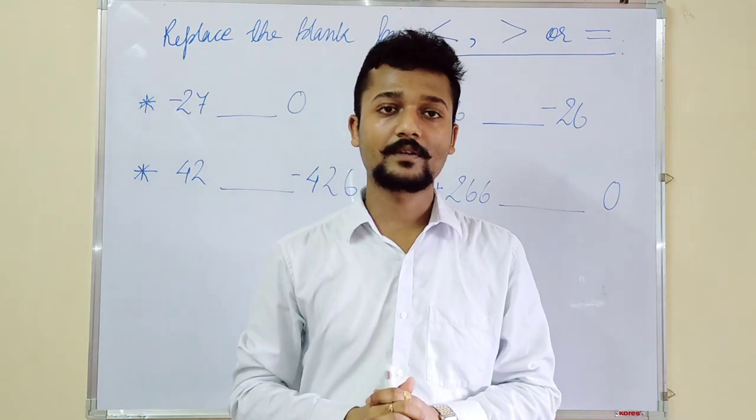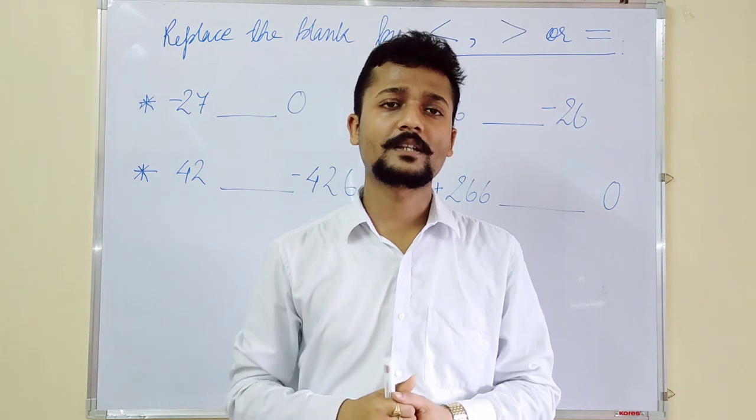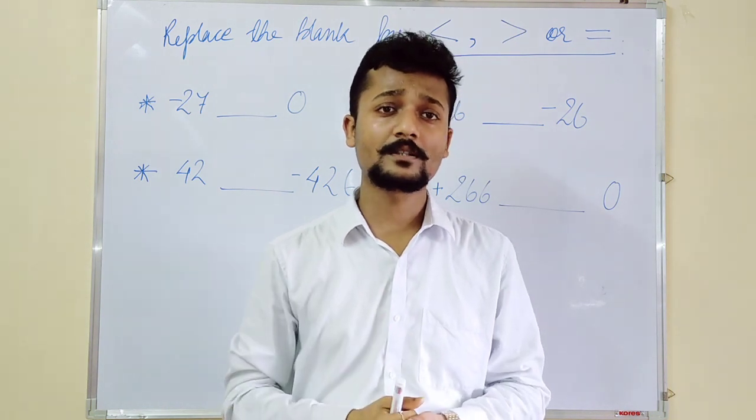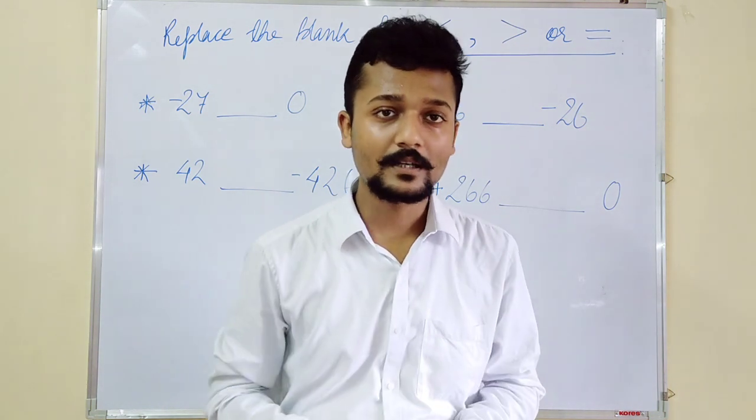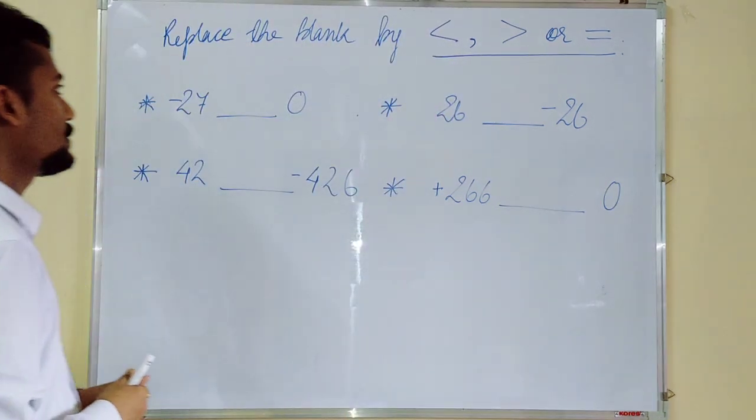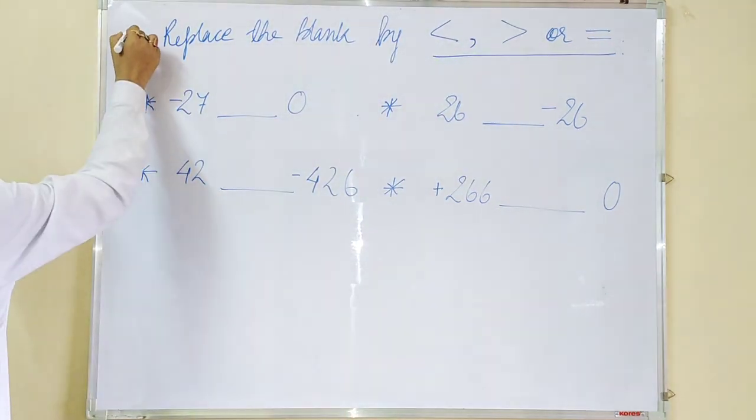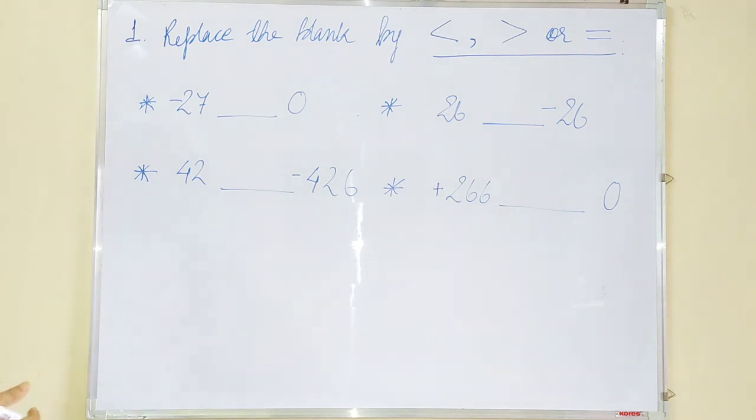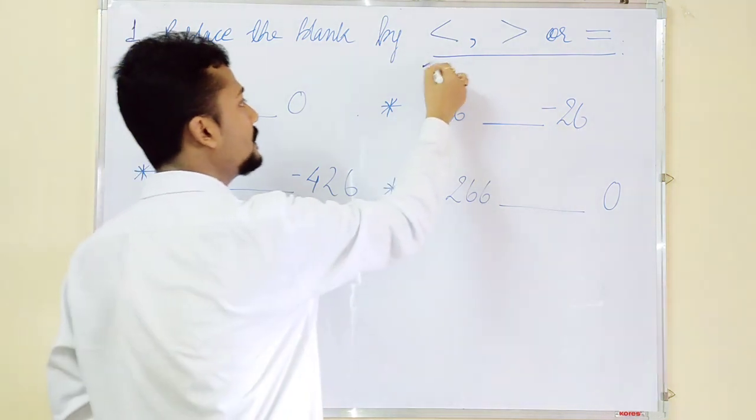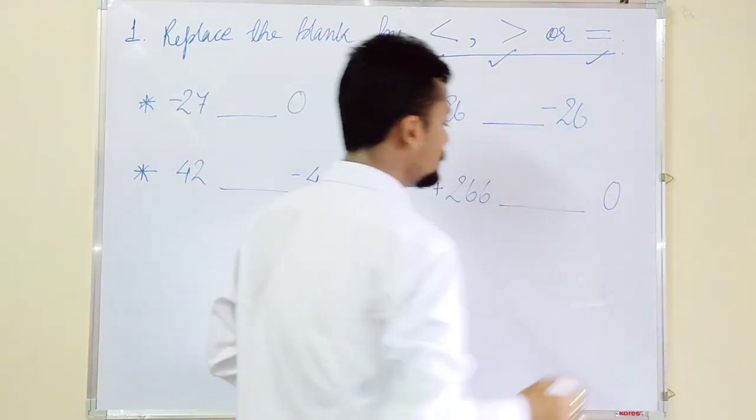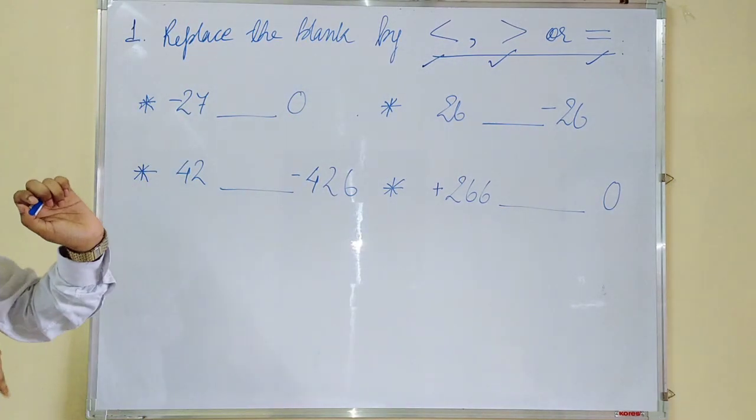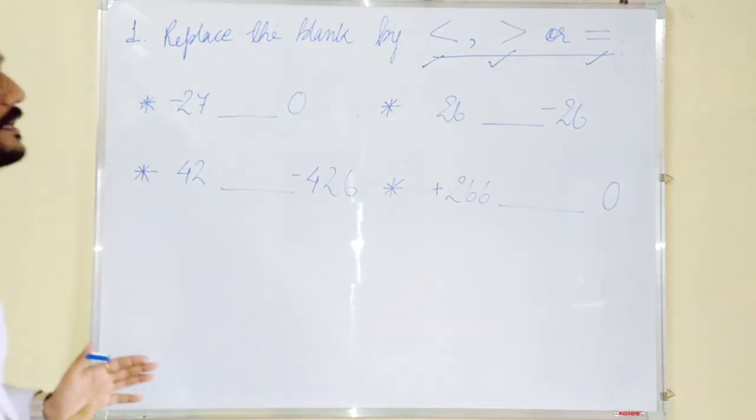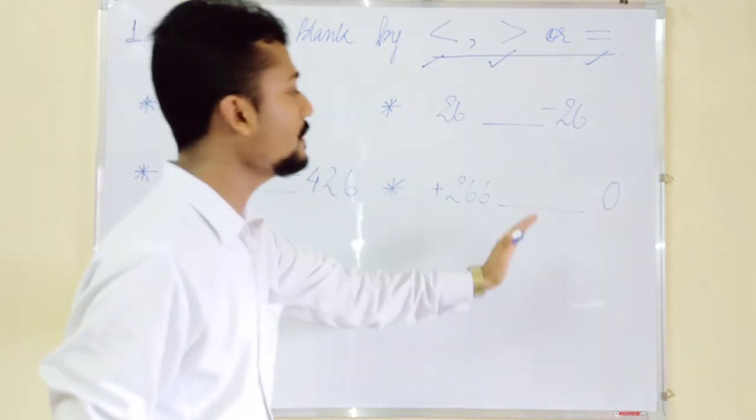In our last video we have done the chapter Integers of your class 7 syllabus. So today we are going to do the next part. So what is that? Let us see. The first question that is given is: replace the blank by smaller than, greater than or equal to sign. So we need to put smaller than, greater than or equal to in the given blanks.